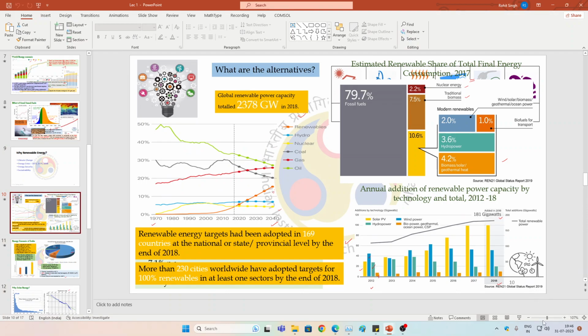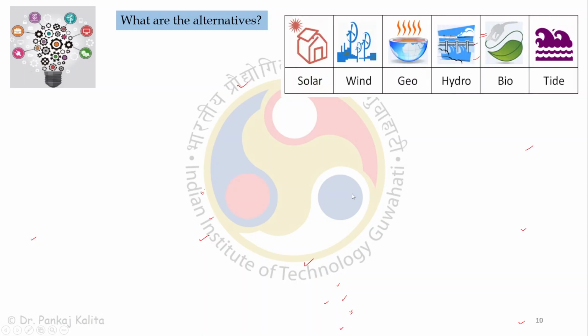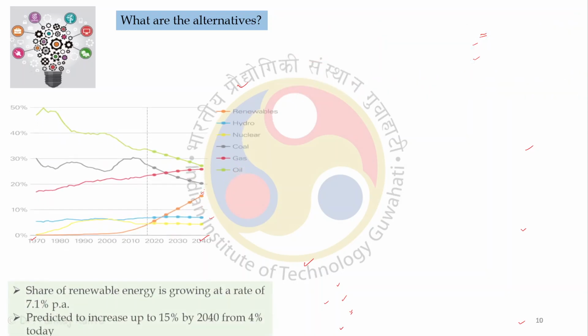Now we can talk about what are the different alternatives. So alternatives can be solar, wind, geo, hydro, bio, and tide. I think most of you are pretty much familiar. Solar is sun power from the sun, wind is through wind. Geo is energy derived from earth. Geo is a word for earth. Hydro is something that is related to water. Bio is something biomass, and tide is basically tidal energy, ocean energy.